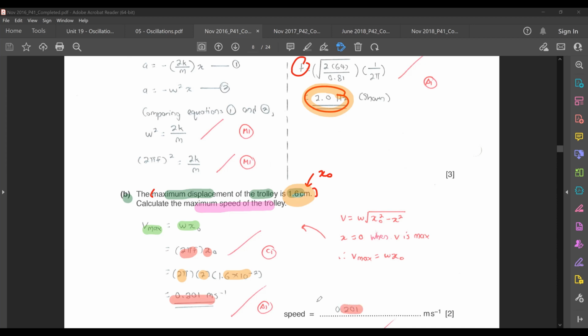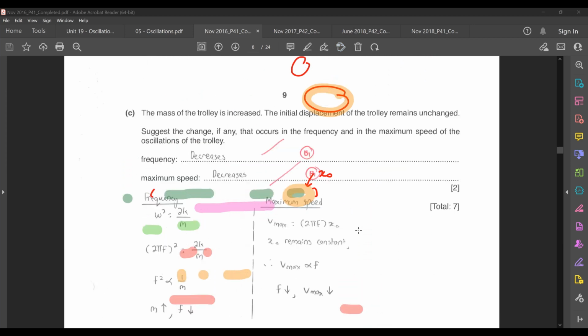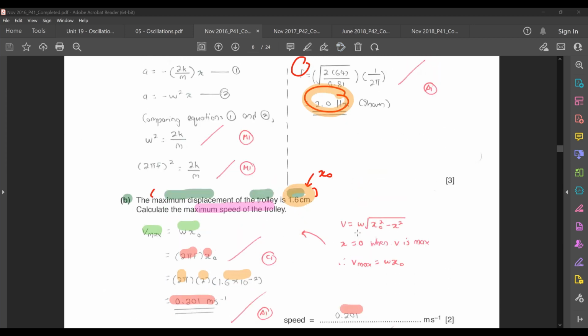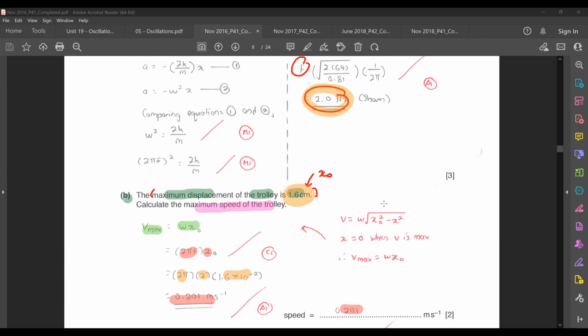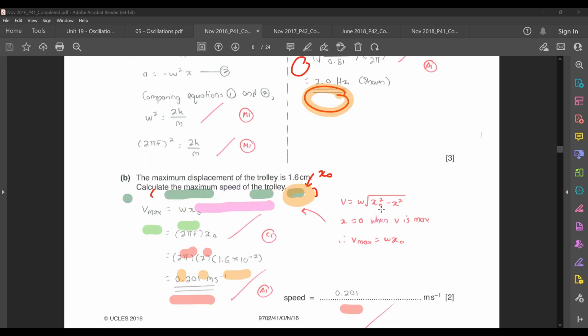This one is your final answer. Okay, so again, this is a pretty straightforward question to do. Then after that, you go on to the next particular question.